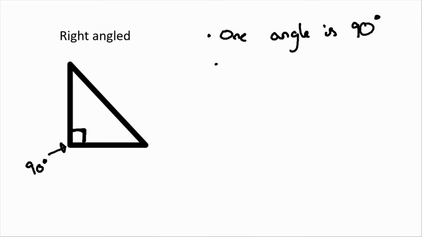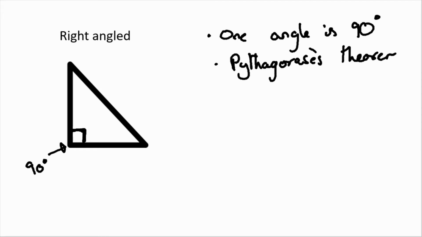Now, a second property of this, because it's a right angle triangle, is that Pythagoras' theorem applies. So if we've got two of the lengths, we can work out the third.